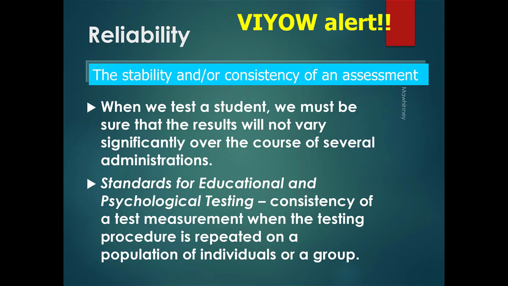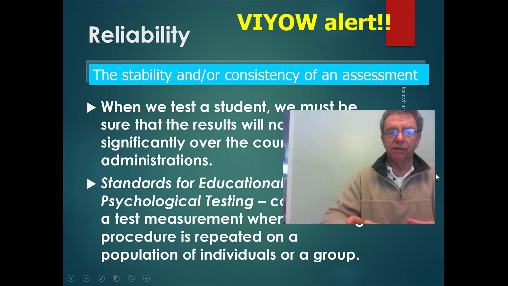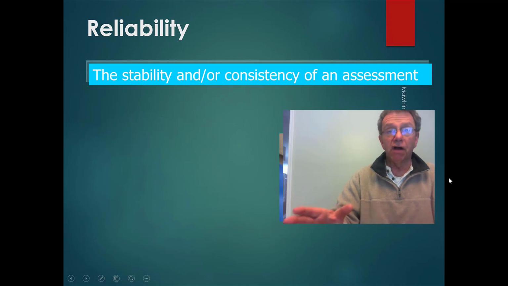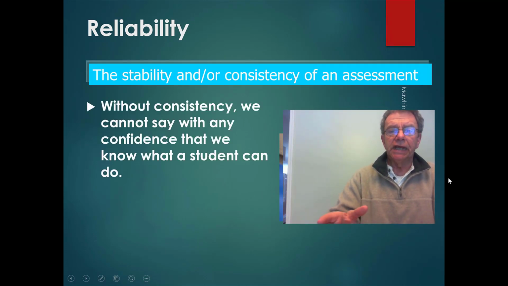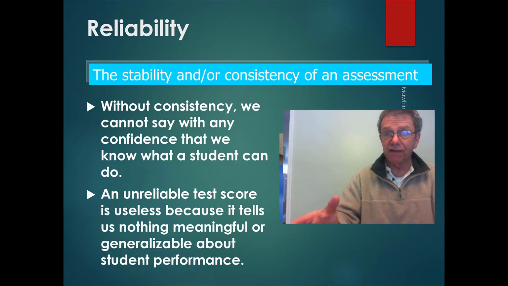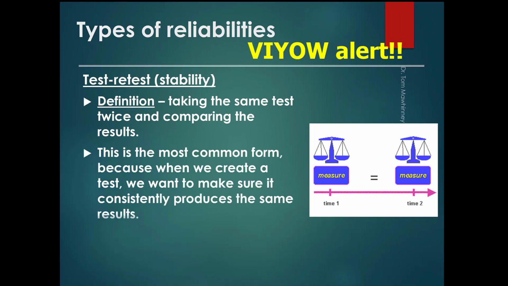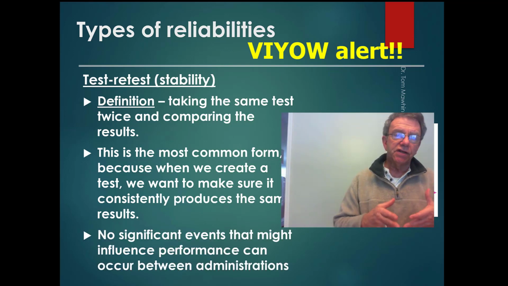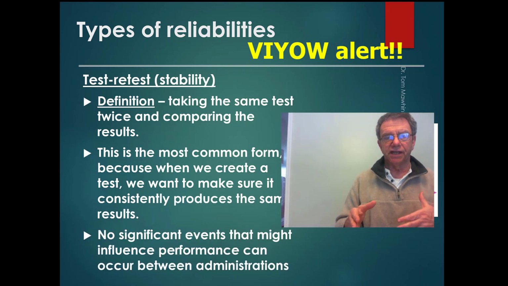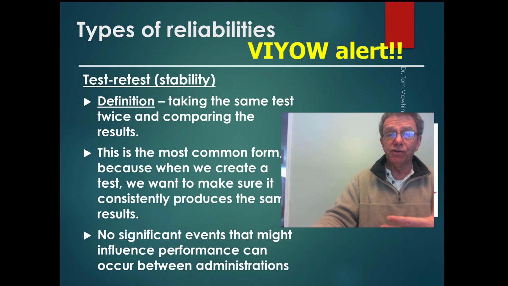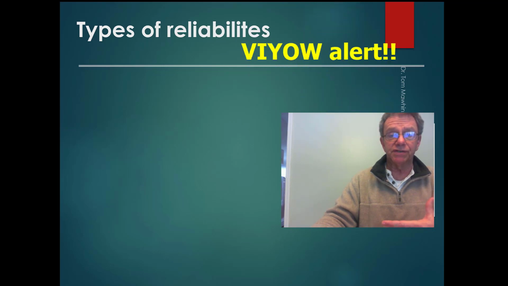According to the Standards for Educational and Psychological Testing, it is the consistency of a test measurement when the testing procedure is repeated on a population of individuals or a group. That is test-retest reliability, which is the major form of reliability, which you should all be familiar with. As you can tell from the graphic, giving the same test twice to the same group of individuals, you should get very similar results. Of course, nothing of significance could have taken place between administrations, like students going home and looking up the answers, and it's also important to have a short period of time between the two testings. So, are you going to do that with your test? Of course not. That would be a complete waste of time.